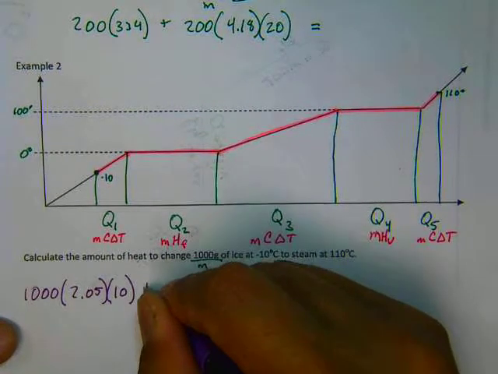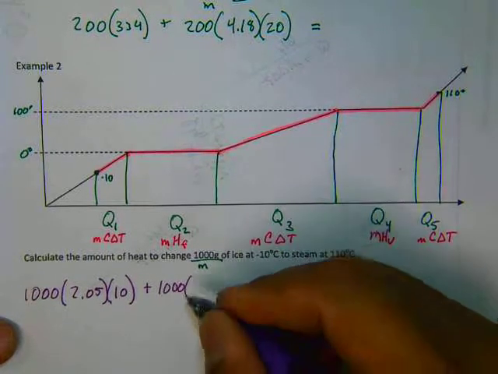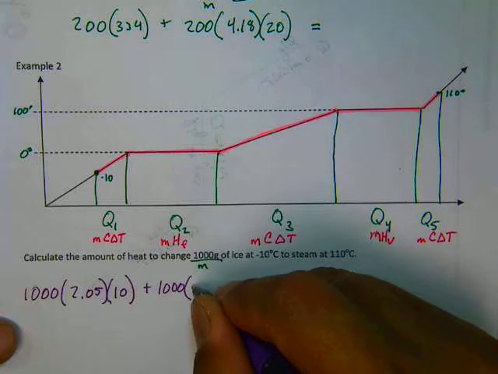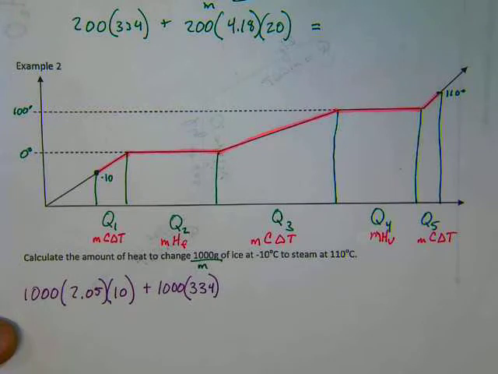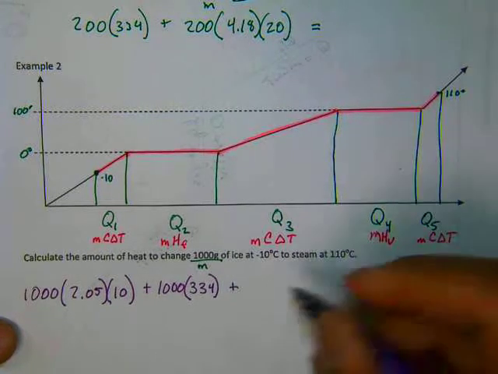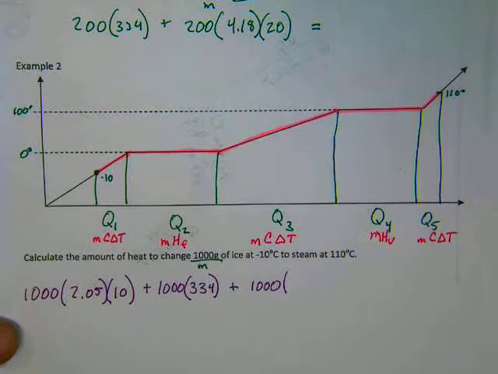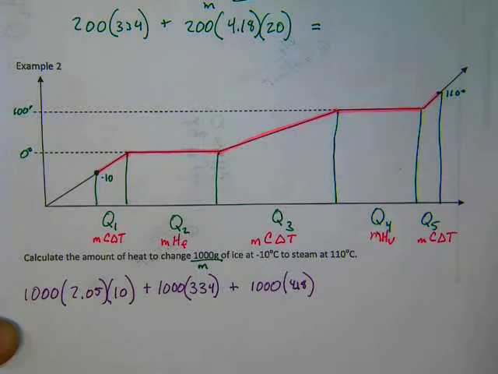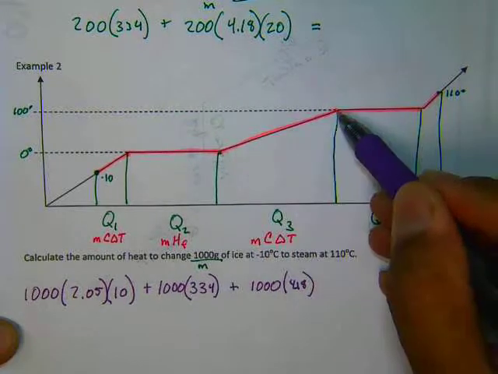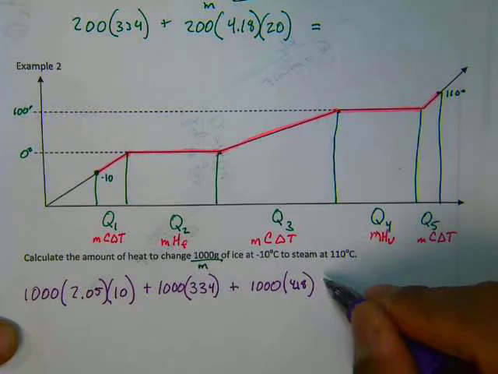All right, plus, let's go to Q2. Mass is 1,000 again, times HF. HF is 334, and that's all I do for Q2. For Q3, mass is 1,000. What is C for Q3? 4.18. Now, what is delta T for Q3? 100, because I start at 0 and I go to 100. We're only using the temperature change for this section only, so the temperature change is 100.